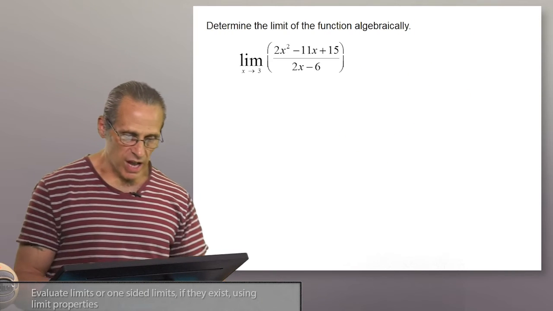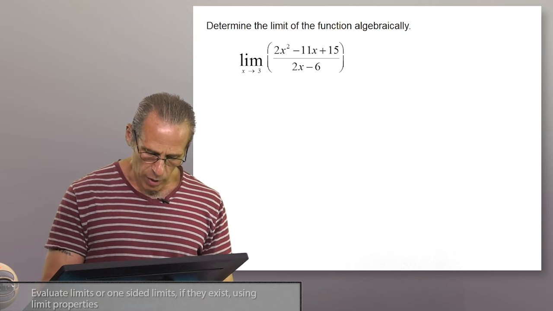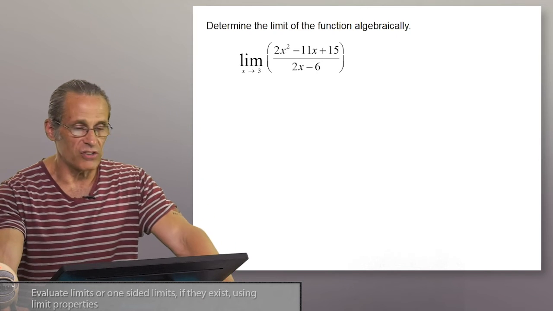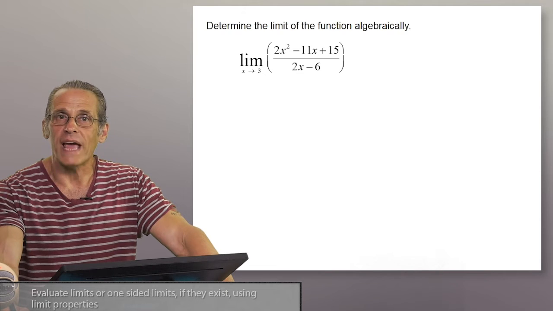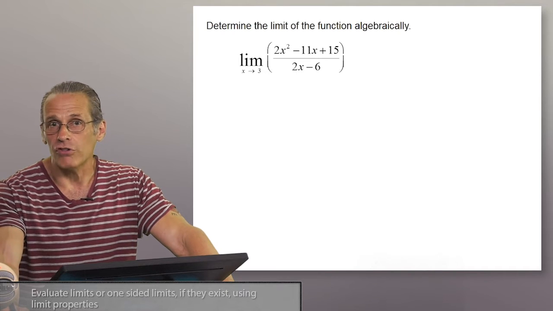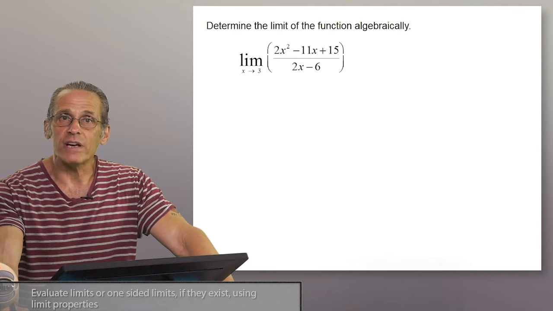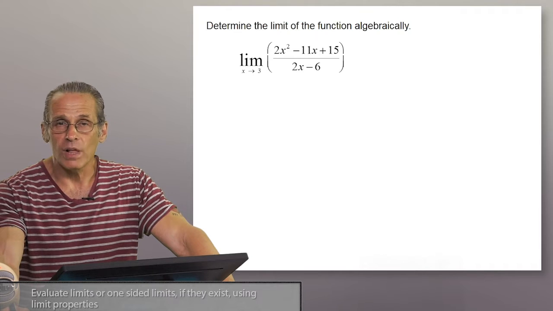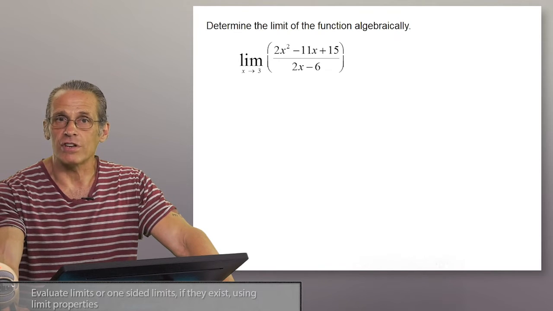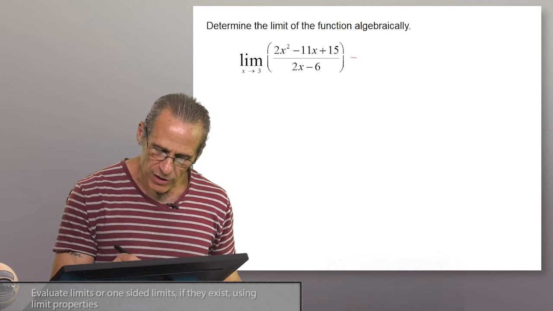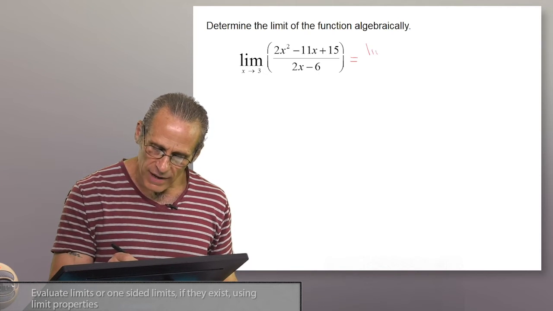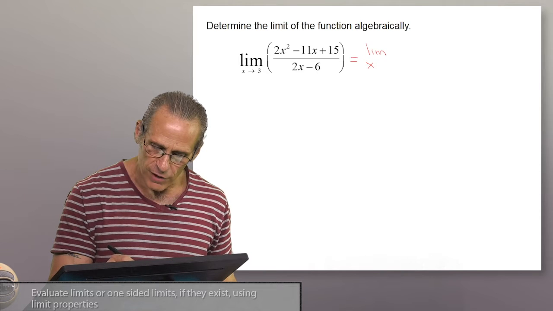Well, that was well timed, because I want to evaluate the limit of this function as x approaches 3. But if I substitute a 3 into the function, what happens? My denominator is 0. So I have to algebraically manipulate the function. And I can do that by factoring the numerator and denominator. But I want to keep the limit symbols until I evaluate, because if I don't, I'm implying that I can substitute a 3 into the function.